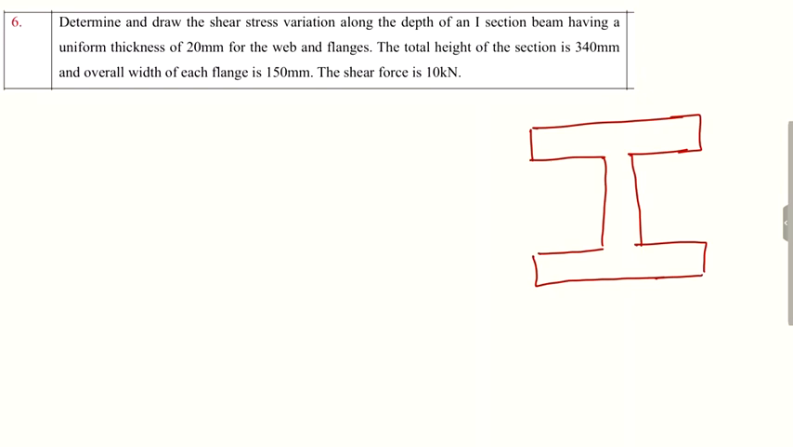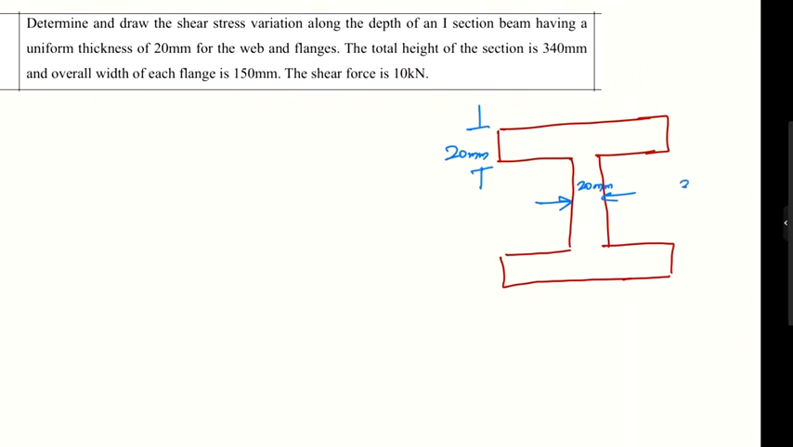Draw the shear stress variation for an I section of uniform thickness of 20 mm for flange and web. This is called the flange of this I section, that is 20 mm, and the web thickness is also 20 mm. The total height of the section is 340 mm, which means this distance is 300 mm, right?